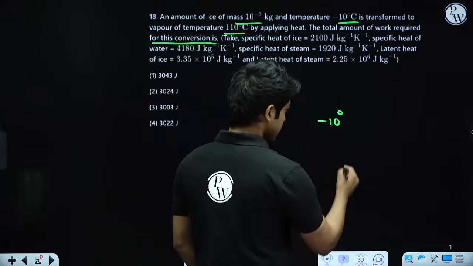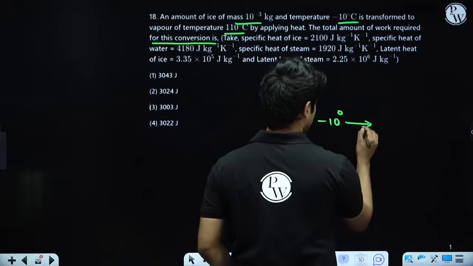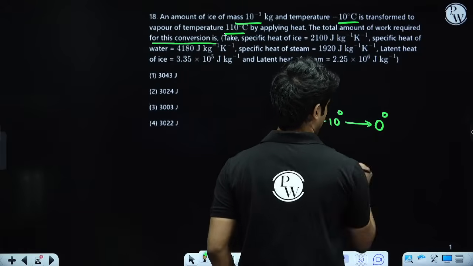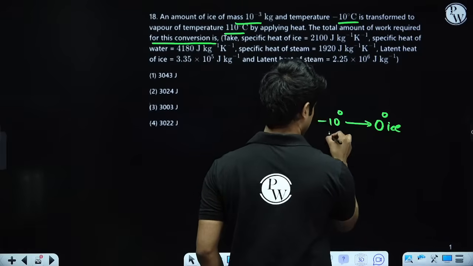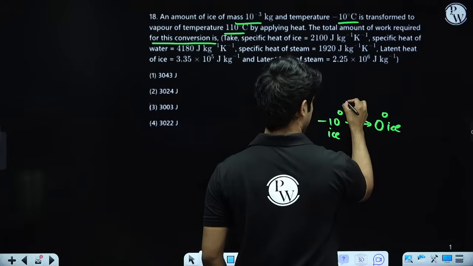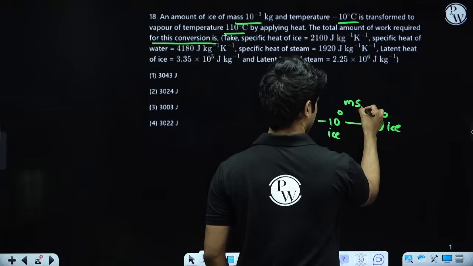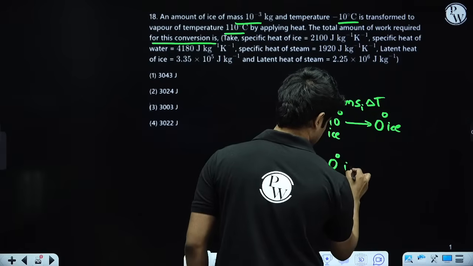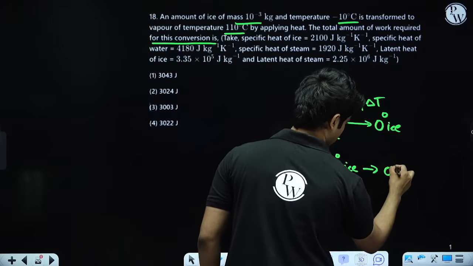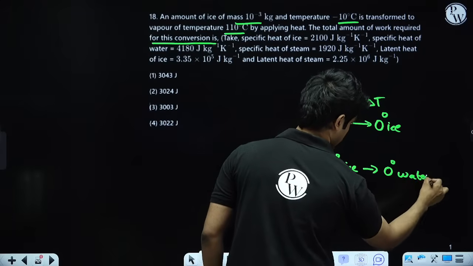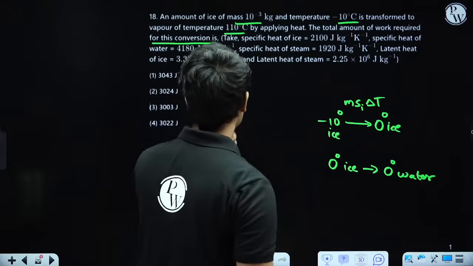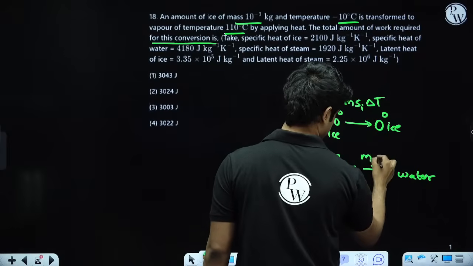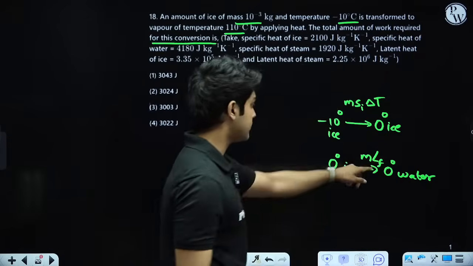So I'll just explain the process here. This is a standard problem. First we'll convert the minus 10 degree ice to 0 degree ice, and for this we will need to supply m times specific heat of ice times delta T. Then we take this 0 degree ice and convert it into 0 degree water, the phase change process, ice to liquid. For this we will need to supply mass of ice times latent heat of fusion. This is the second heat needed.